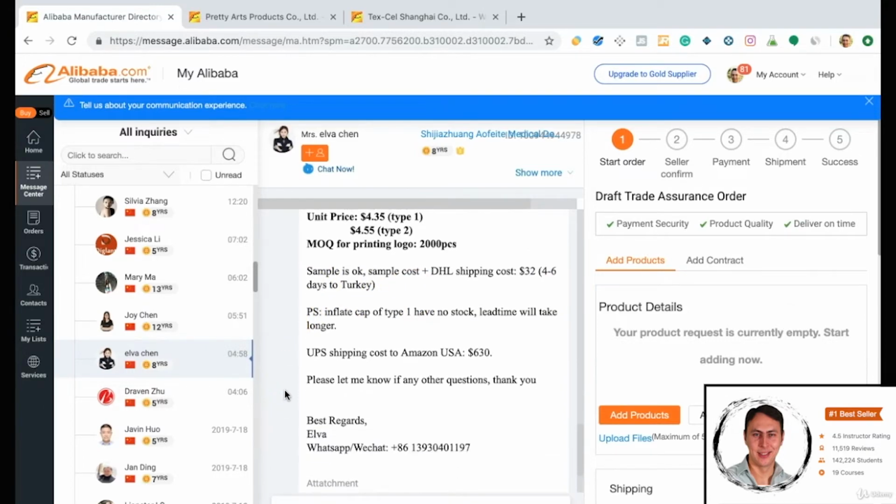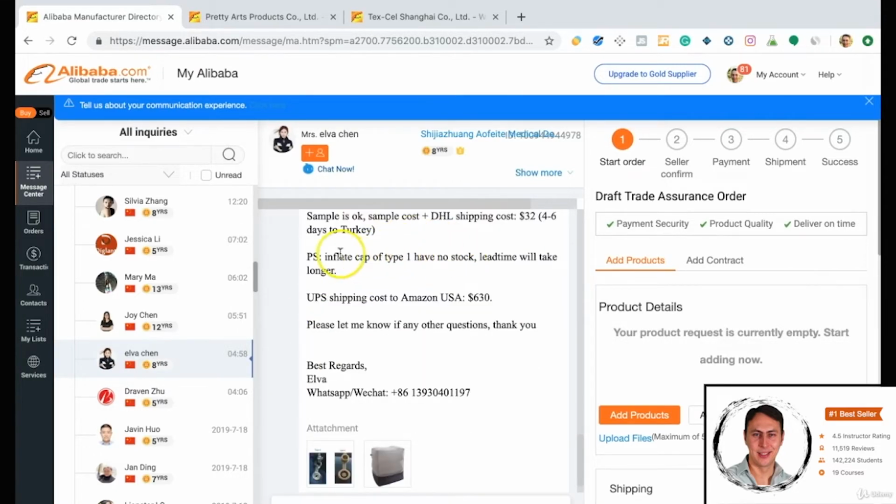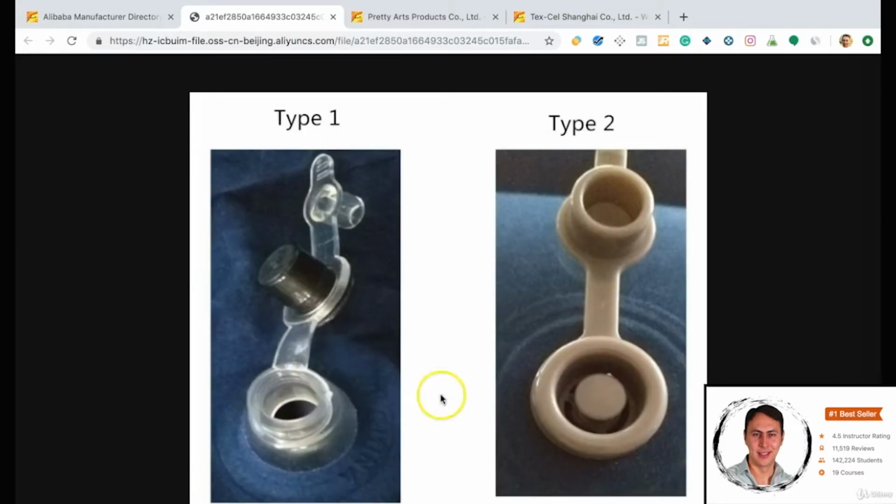And for the inflate cap, there is no stock for type 1, so the production process might take some time. And for shipping, totally $630. Below the message there are two photos of the product. Maybe we cannot understand which one is type 1 or type 2, so let's open the photo and have a look. Here they are. Type 1 is on the left and type 2 is on the right.